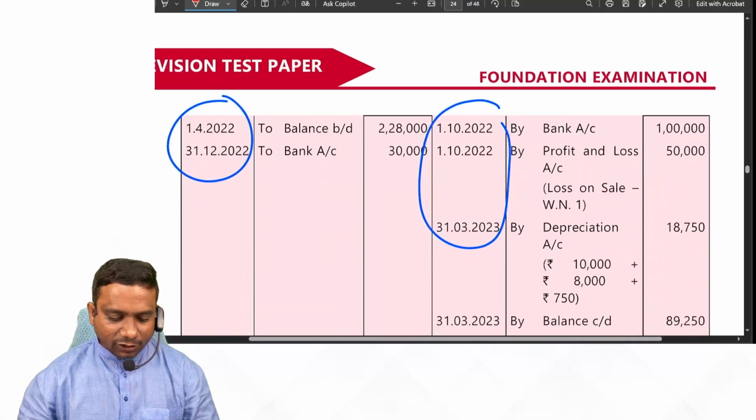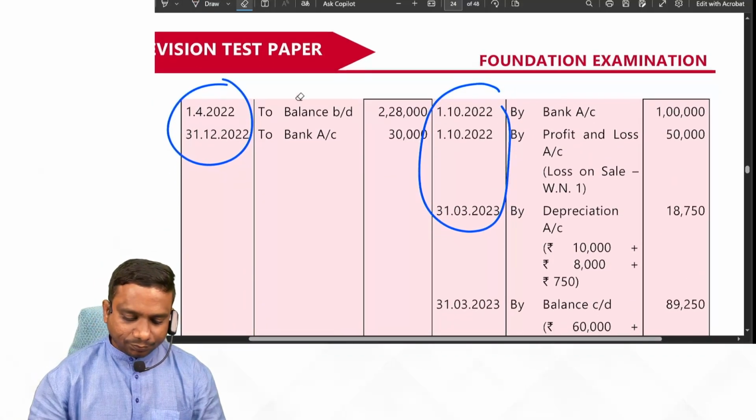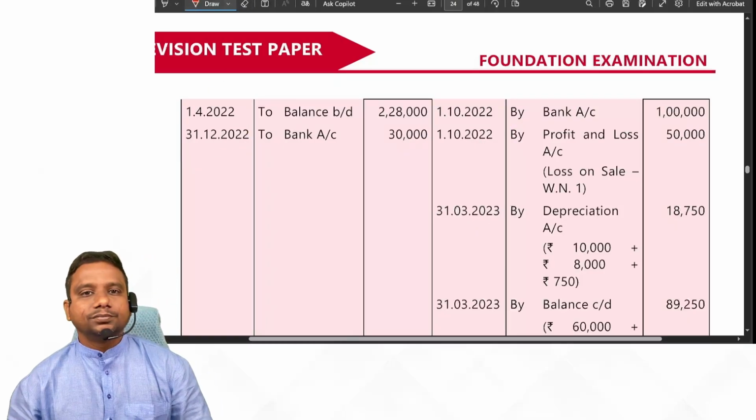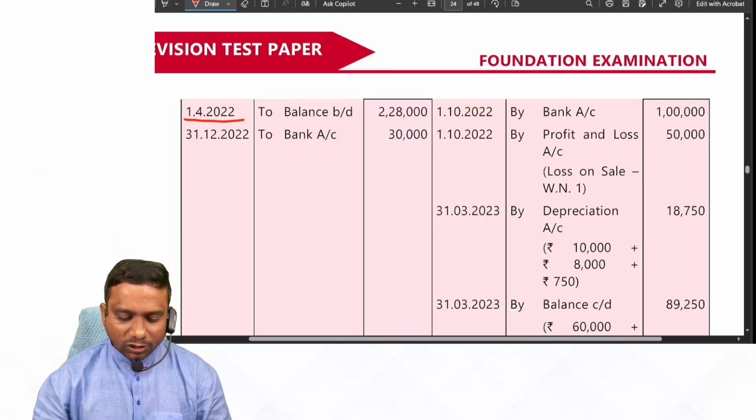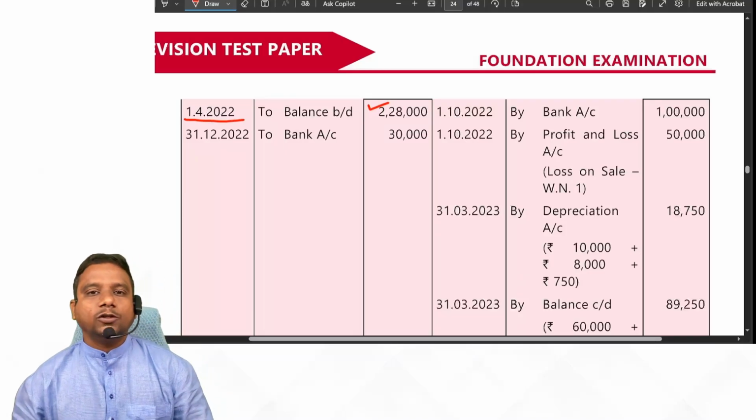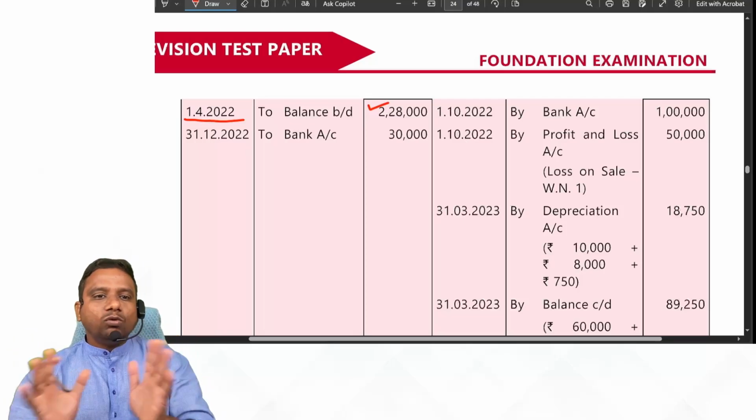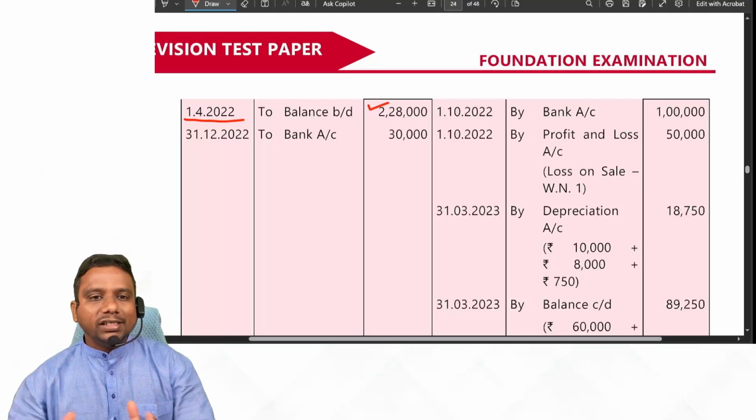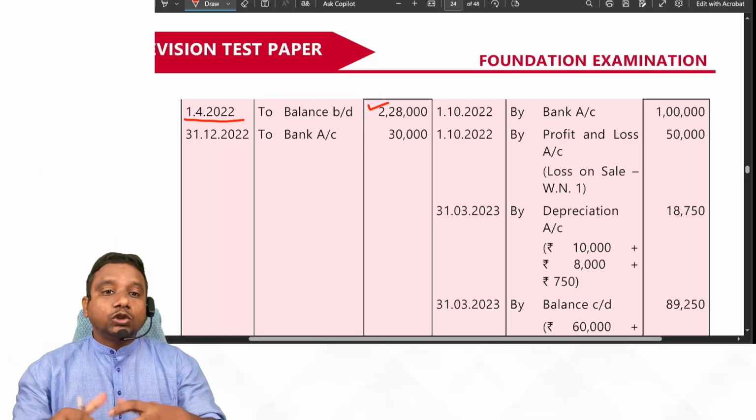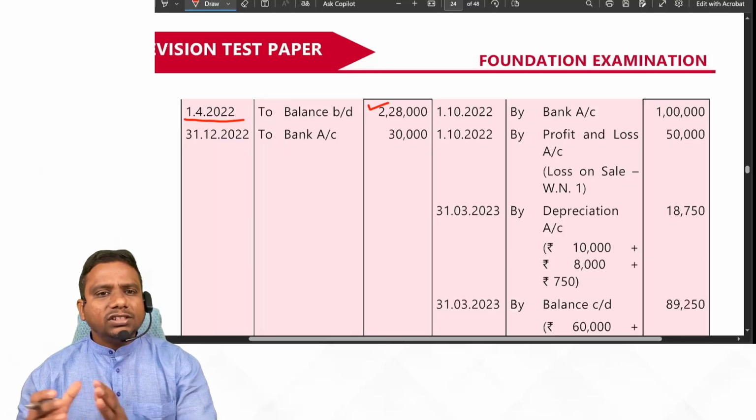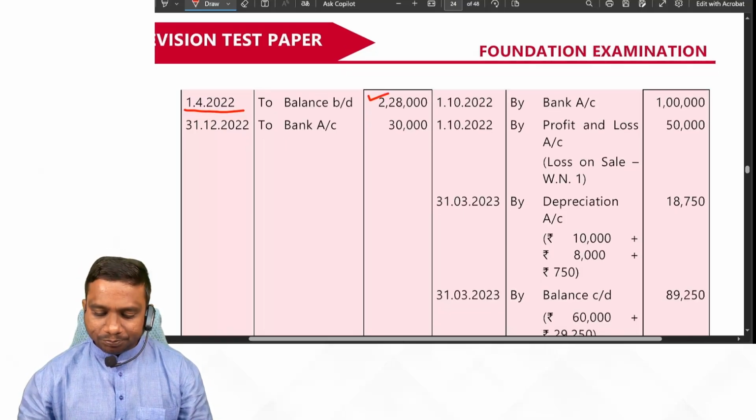This balance is carried forward. Okay, so 1/4/2022, to balance b/d 2,28,000. Now, 22-23, what happened? In the 22-23 financial year, we have sold one asset and we have purchased another asset. First, we see the asset which we have sold.